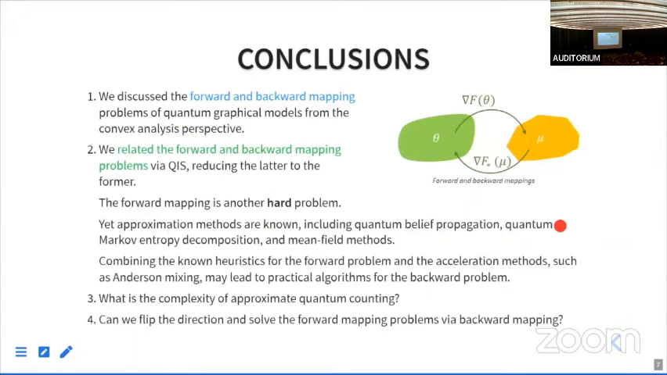Okay, so to conclude, I've told you about both the forward and backward mapping problem from a convex analysis perspective, and we have given ways to relate the forward and backward mapping problem via QIS. But the forward problem, as I said, is a hard problem. There are approximation methods and heuristic methods, such as belief propagation, Markov decomposition, or mean field methods, that are known. So maybe combining the heuristics for the forward problem with acceleration methods, such as Anderson mixing, would give you heuristic methods for the backward problem. And in some sense, these algorithms are much easier to implement than the theoretically given algorithms that we know.